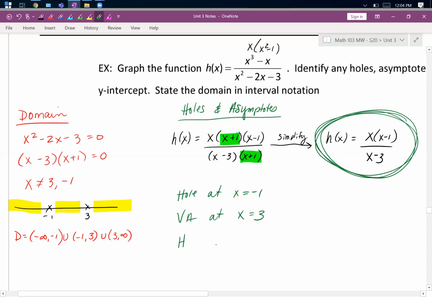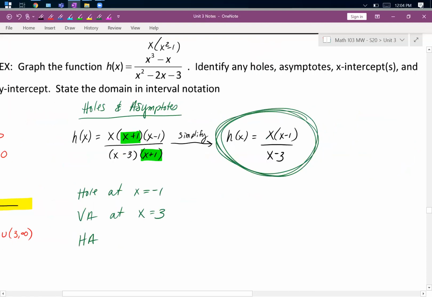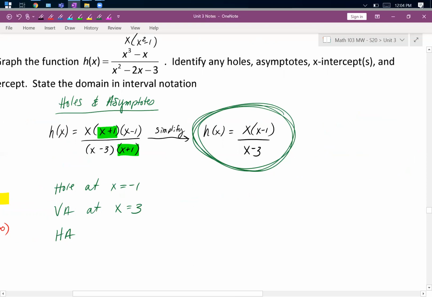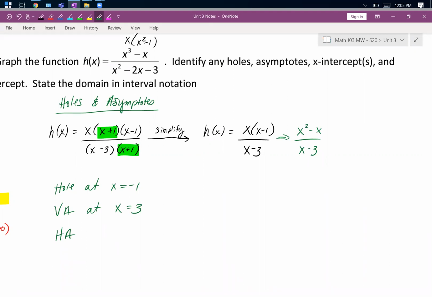Horizontal asymptote, that's where you're comparing the degree of the numerator with the degree of the denominator. I mentioned before, I prefer the multiplied out version to do this. So personally, I would take a second and multiply this out, and then compare the degree of the numerator with the degree of the denominator. We notice that the degree of the numerator is larger. What does that mean regarding our horizontal asymptote? That there is none. Sorry, no horizontal. You got it.